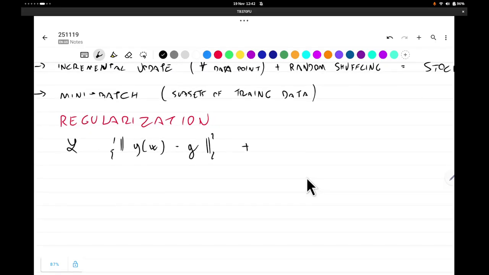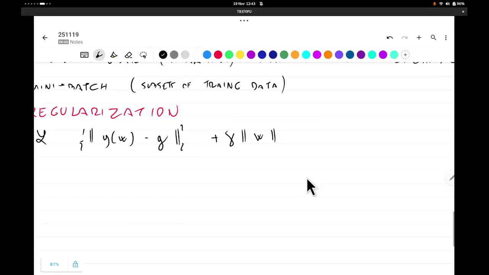And then in many situations we have more weights than training data, so we add so-called regularization, some kind of constraint on the weights, right? With some parameter gamma. This constraint could be, say, the L2 norm, the typical Euclidean norm. So this would be the so-called ridge regression.